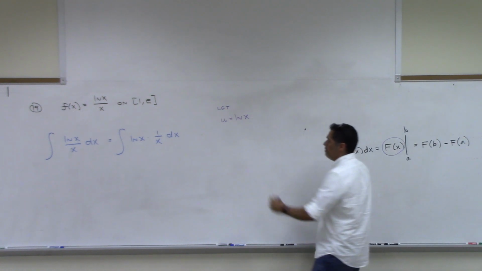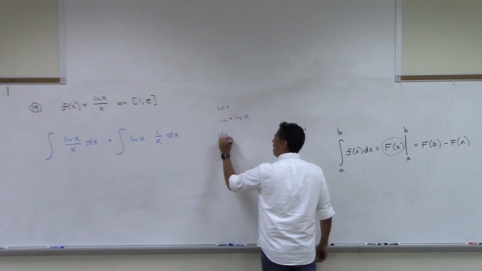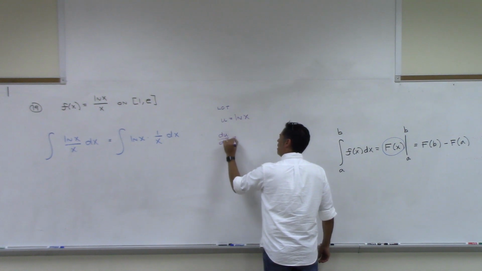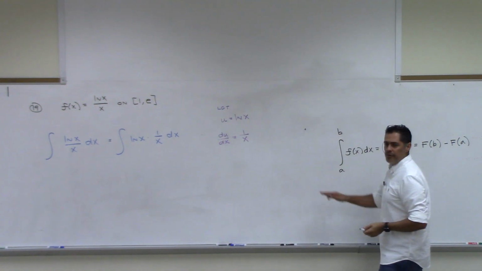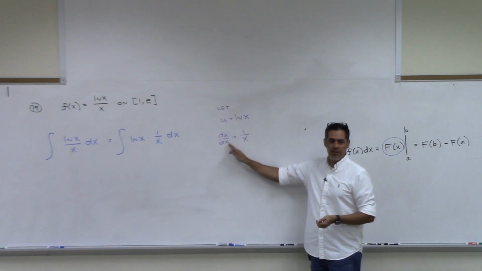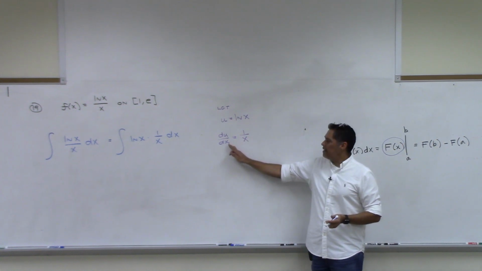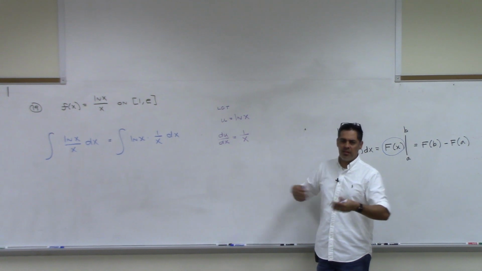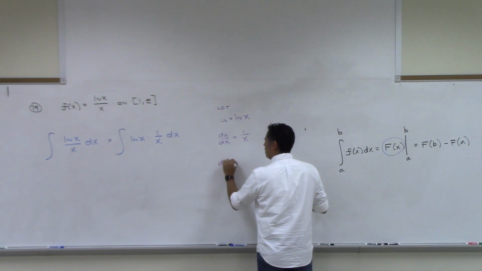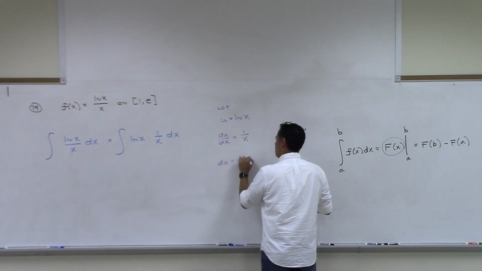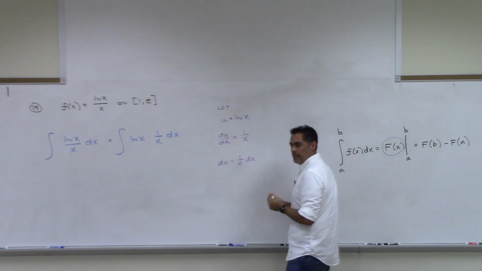And if I do that and then differentiate, du dx equals 1 over x, taking the derivative on both sides with respect to x. Then what I can do is multiply both sides by dx. This was the common theme from last class, right? So du equals 1 over x dx, multiplying both sides by dx.